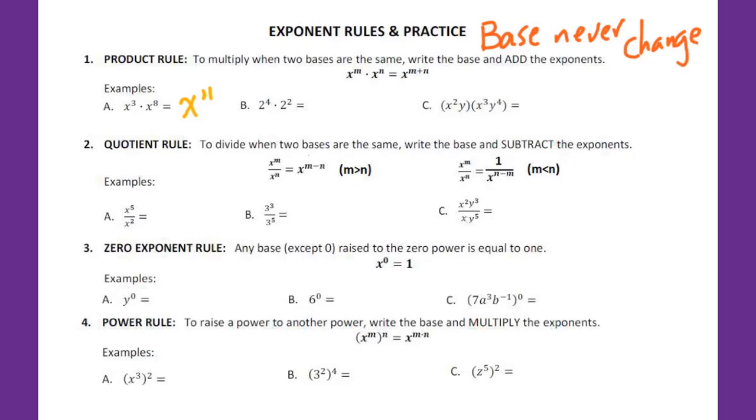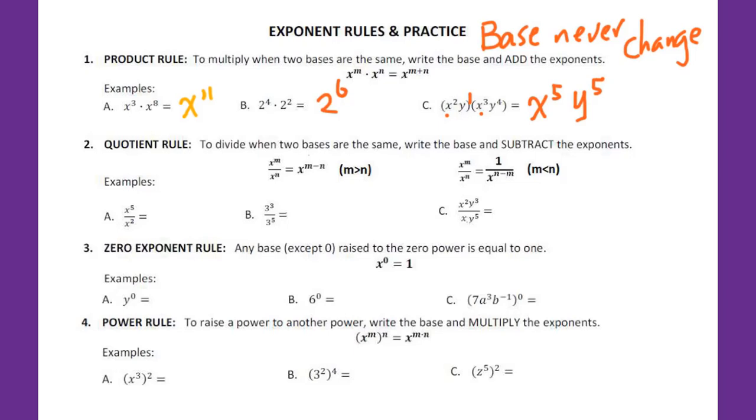Therefore, for b, 2 to the 4th power times 2 squared, that will be 2 to the 6th power. For c, check each base. For x, 2 plus 3, that's 5. Y will be 1 plus 4, it's the 5th power.